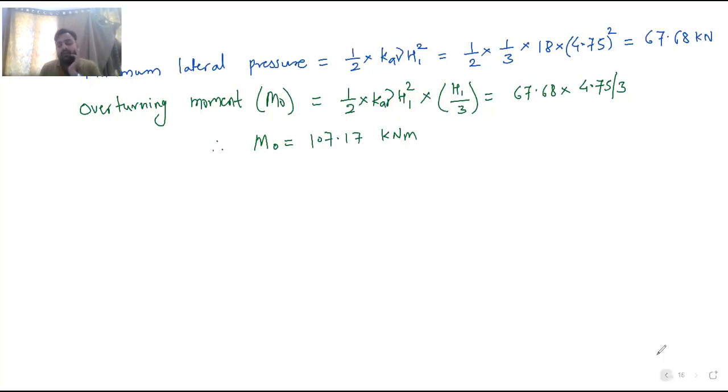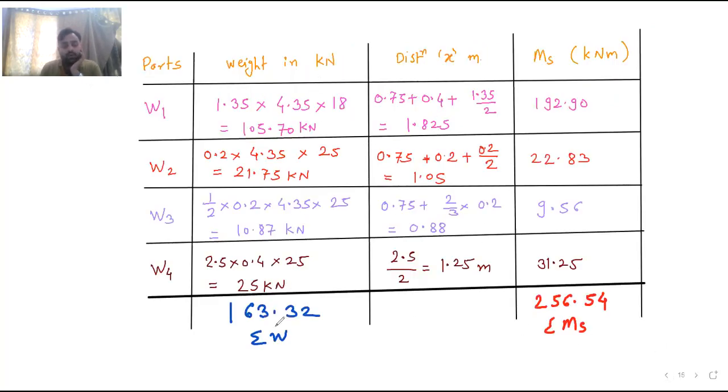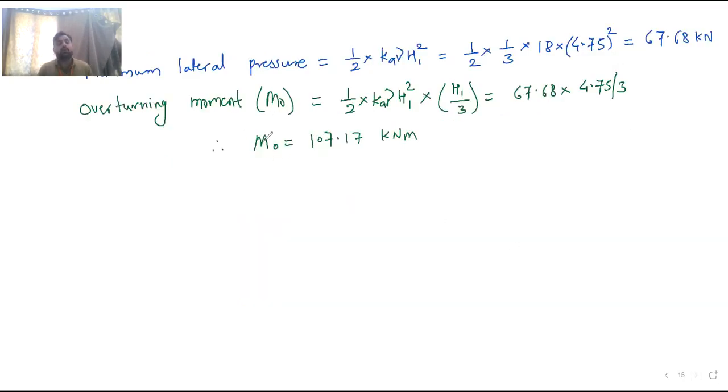Now we will take the check for the stability analysis. In the stability analysis, we have calculated total load 163.32, the stability moments MS, and now this is the overturning moment. Stability moments and overturning moments are always in opposite direction. Now we will take the check for overturning and sliding. So first of all, check for overturning.